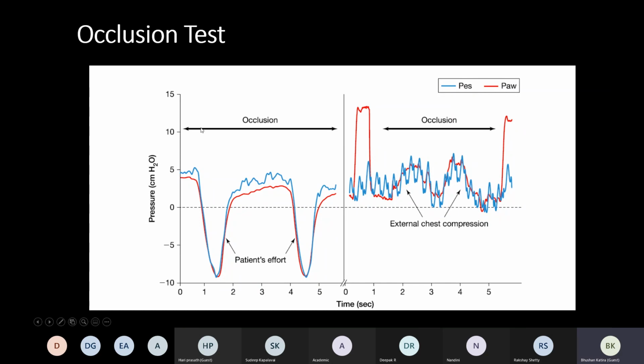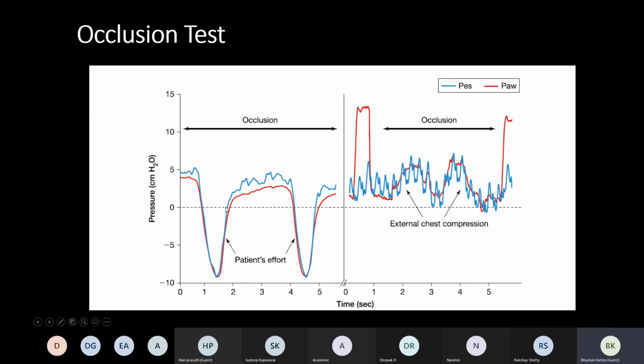So what you do is an end expiratory occlusion in a spontaneously breathing patient, for example, here, and you see the patient's effort, which is esophageal pressure. The esophageal pressure is blue and the airway pressure is red. When the patient takes an effort, you see esophageal pressure and airway pressure both swing negative. When the proportion of the swing is similar in both, that means there is no contribution from the ventilator, then the placement is perfect. That means the airway and the esophageal pressures are telling the same story.